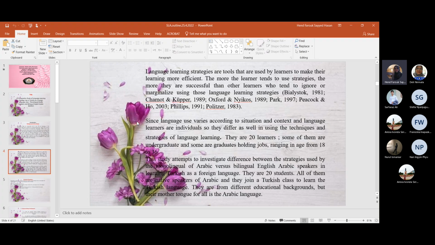That's why this study attempts to investigate differences between the strategies used by monolingual Arabic versus bilingual English-Arabic speakers in learning Turkish as a foreign language. We have 20 learners, all of them native speakers of Arabic, and they join a Turkish class to learn the Turkish language. They are from different educational backgrounds, but all of them have Arabic as their mother tongue.